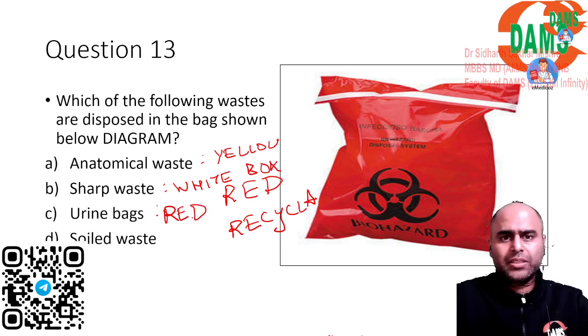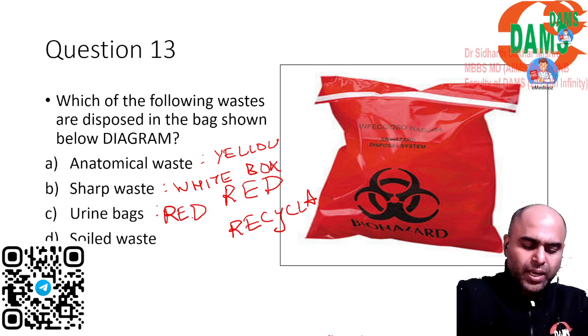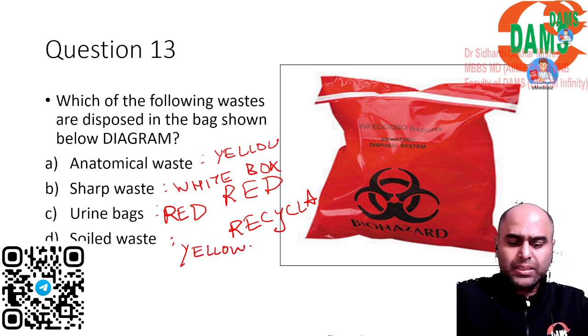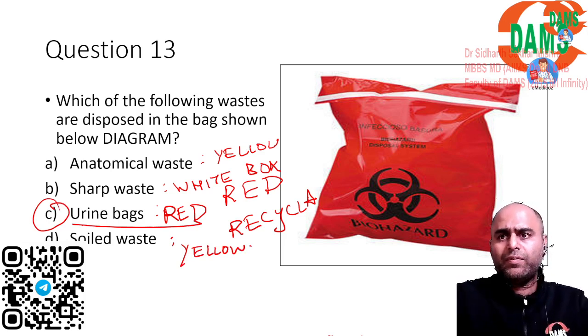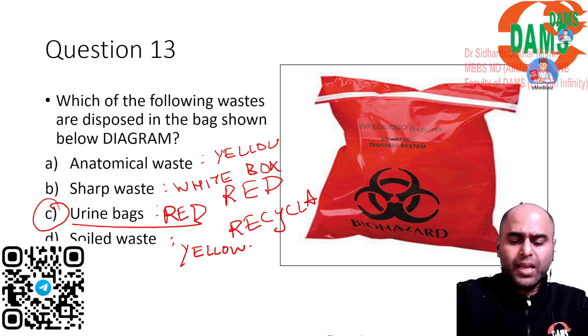This is a mismatch. Urine is yellow, goes into red. Soiled waste goes into yellow. Blood bag, blood is red but goes into yellow. So no confusion, urine bag will go into red color. We will recycle it. Yes, important. Hospital waste management, surely going to give you a question in the AIIMS exam.